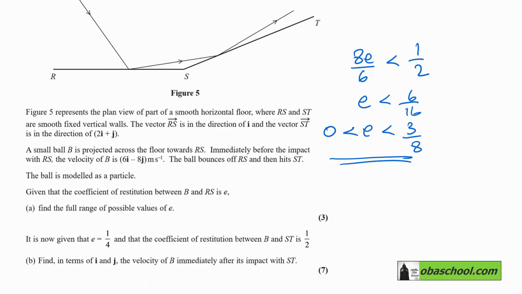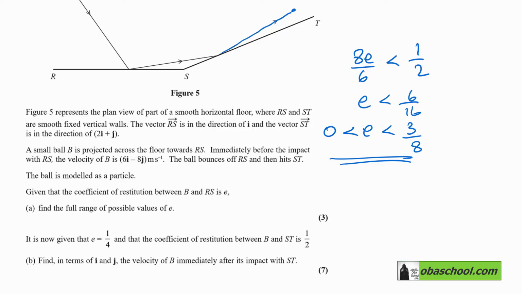Now for the second part of the question. It's given that E is a quarter and that the coefficient of restitution between B and ST is a half. Find in terms of i and j the velocity of B immediately after its impact with ST. So that's along this bit here. Now the reason this bit is tricky is because of the angle of ST.